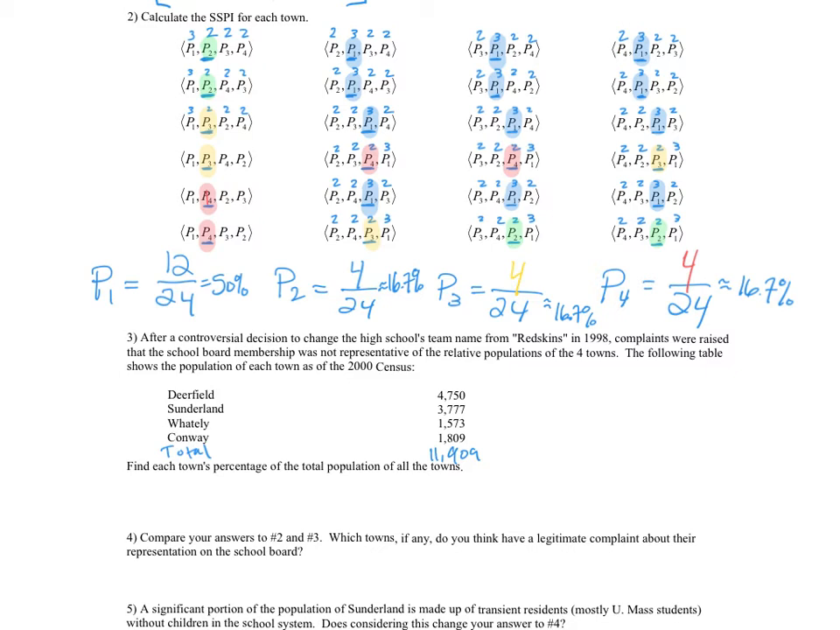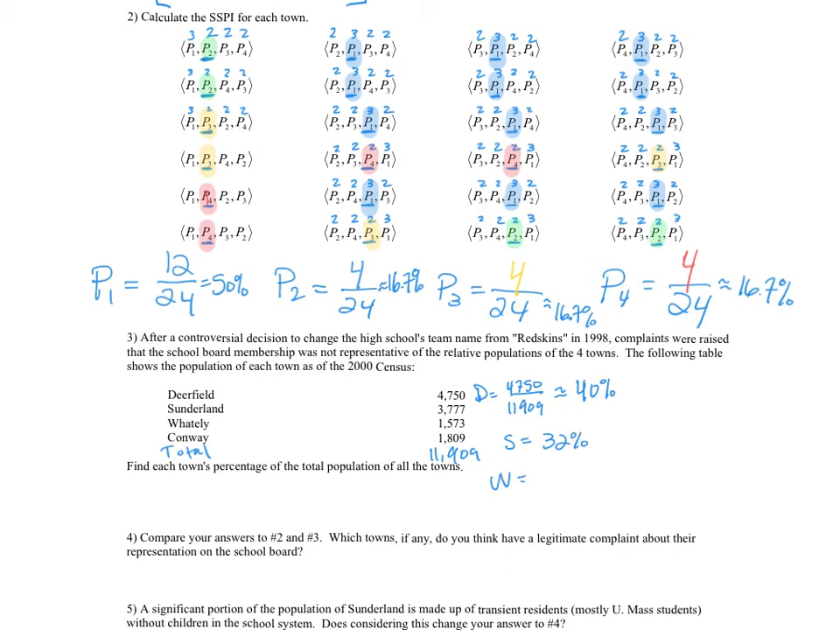So for Deerfield, I would do 4,750 divided by 11,909, and you get 39.8%. We're just going to say approximately 40% for Deerfield. Okay, and then Sunderland, we do 3,777 divided by 11,909, and you get about 32%. So this is Deerfield. Sunderland is about 32%.